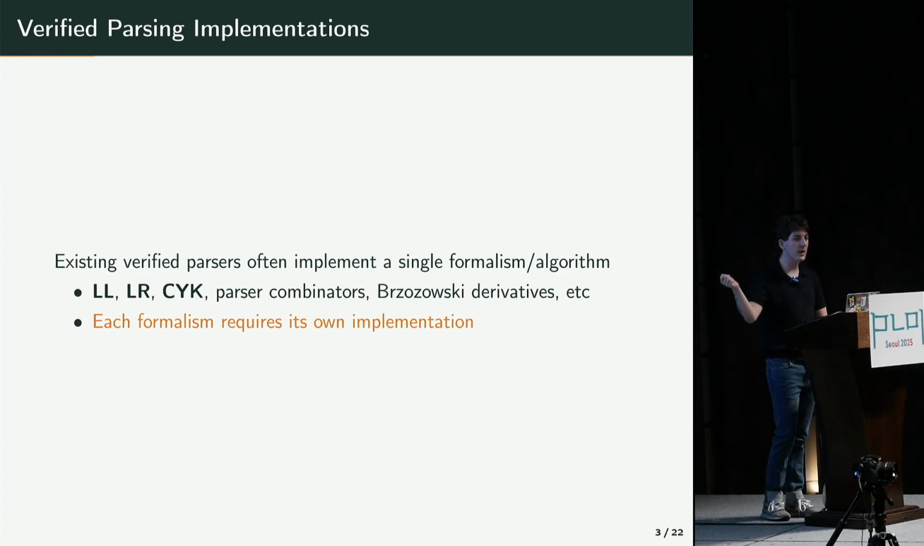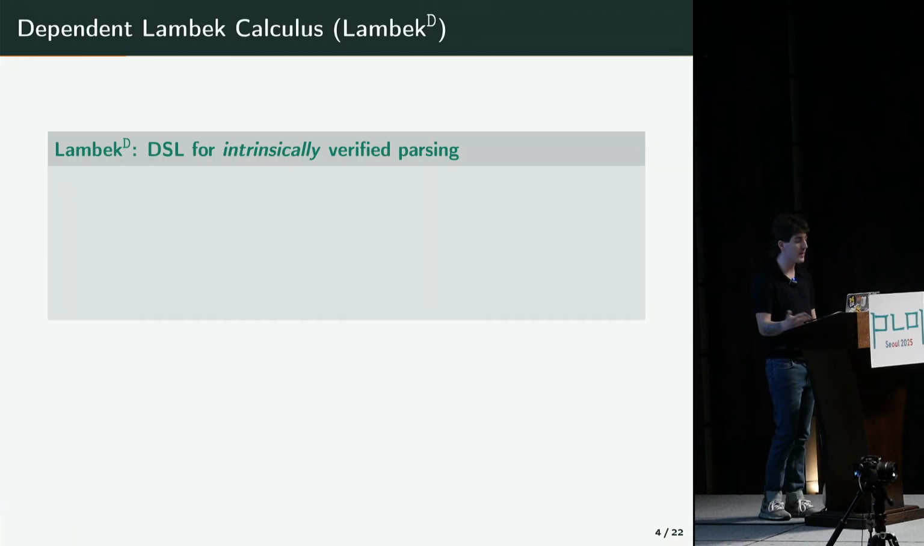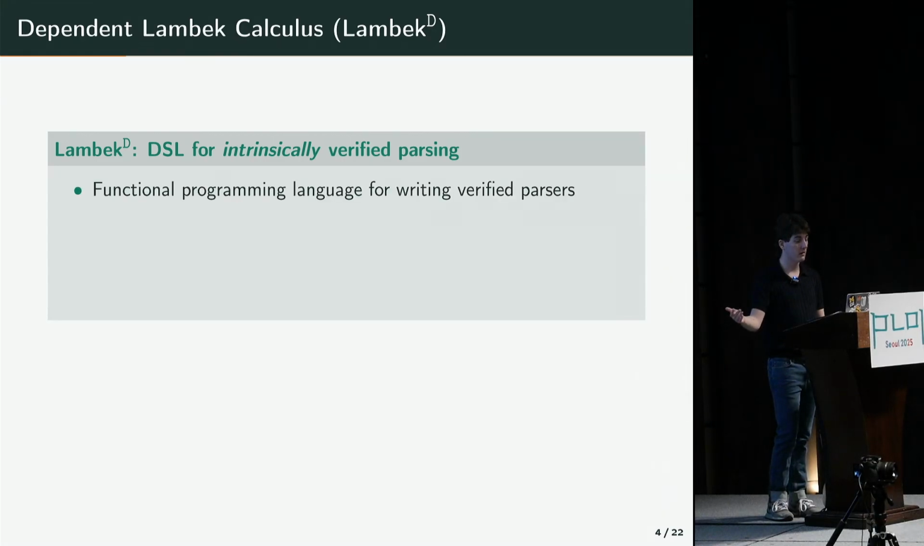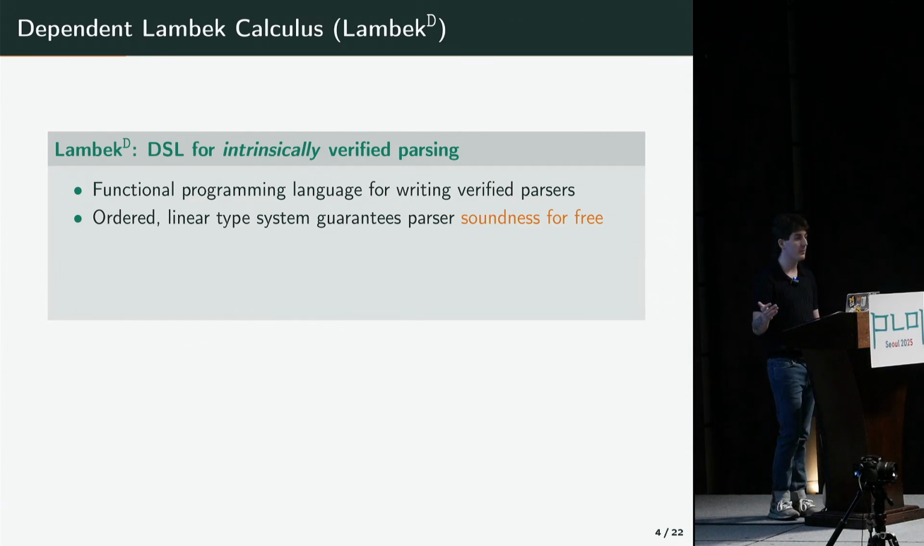Verification of parsers could be made easier if all of these systems could be laid on top of a single foundation. So in this work, we present Dependent Lambek Calculus as a unifying formalism to describe intrinsically verified parsing. Dependent Lambek Calculus, or LambekD, is a functional programming language for writing verified parsers, built atop an ordered and linear type system such that parsers written in LambekD are sound by construction.